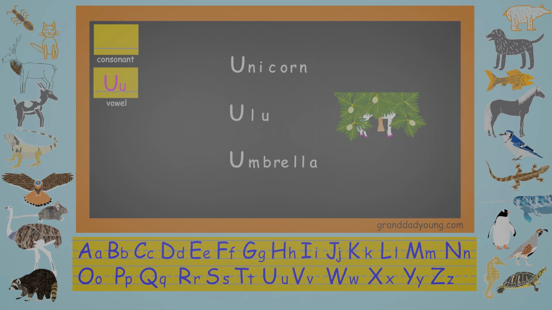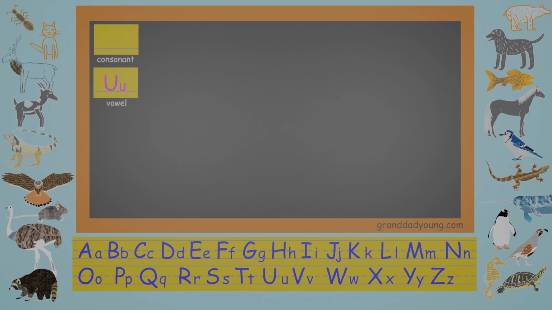U can represent many different sounds. Can you say all the ones we talked about? U. Very good. U, the 21st letter of the English alphabet.